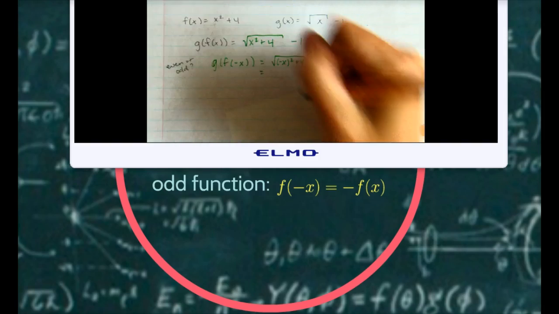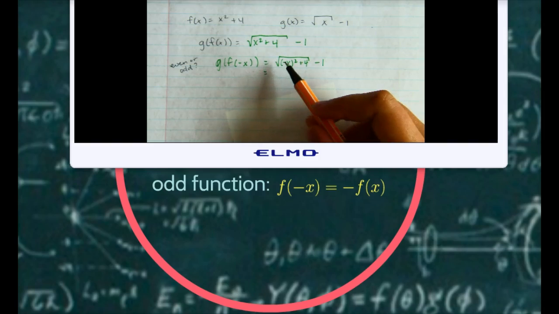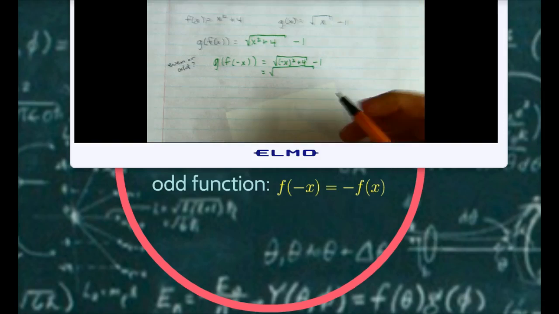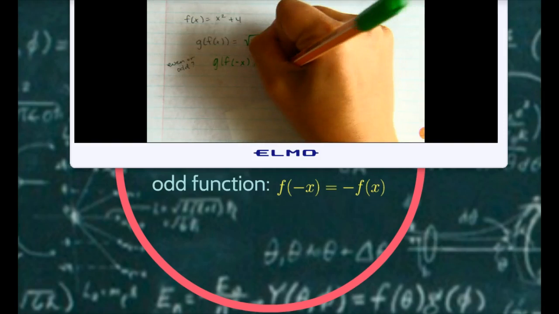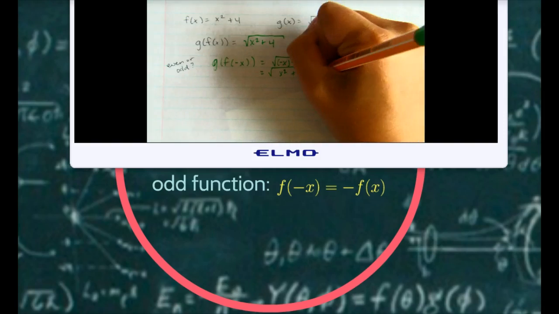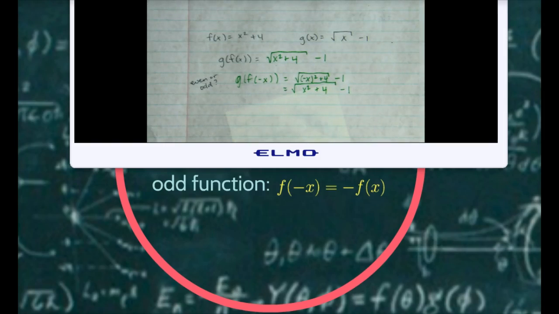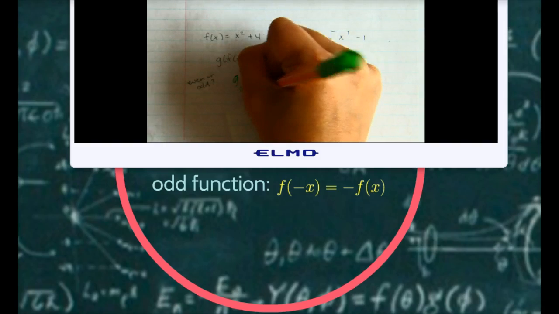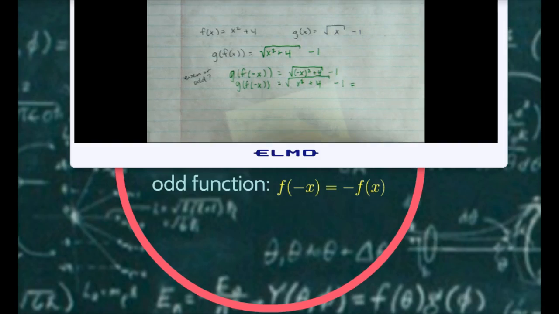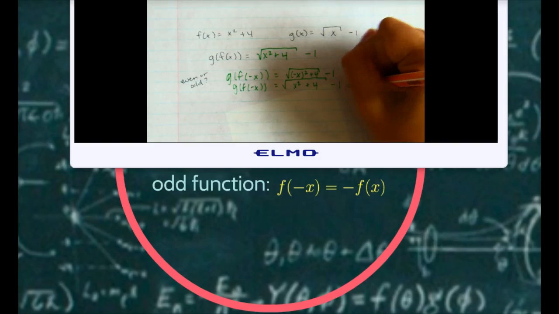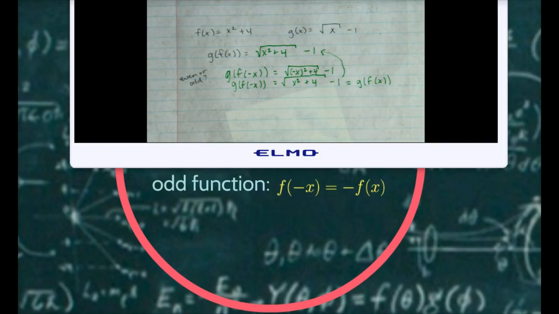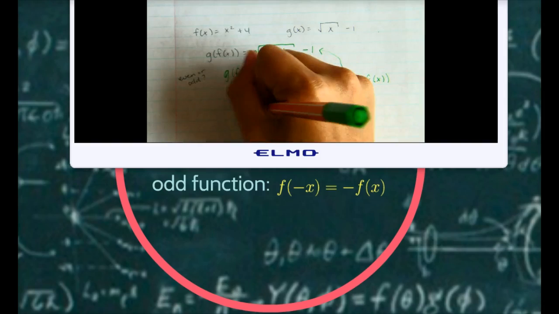Now I'm going to simplify this. So negative x squared is just going to become x squared. So the square root of x squared plus 4 minus 1. And you'll notice that this is g of f of negative x, the same exact thing as g of f of x. So I'm back up to my original function. When that happens, the function is automatically even.